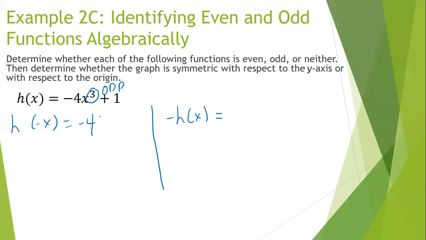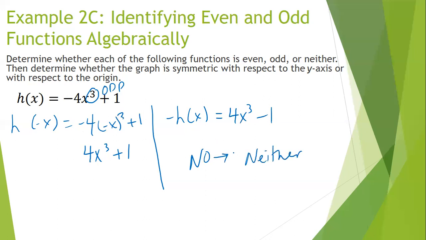Okay, so that gives us negative 4 times negative x to the third plus 1. And a negative times a negative is going to make a positive. So that's that side. Then we're going to do negative h of x. When the negative's outside of the function, what does that mean you're doing? Switching the signs of every term, right? So we're changing the sign. So instead of a negative 4x cubed, it becomes a positive 4x cubed. Before it was a positive 1, it becomes a negative 1. Are these exactly the same? No. So therefore it's neither. It is not odd nor even.